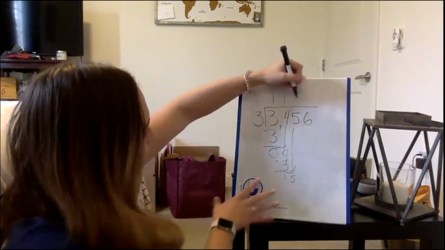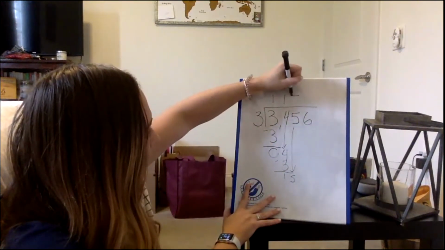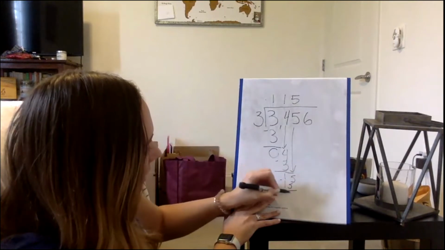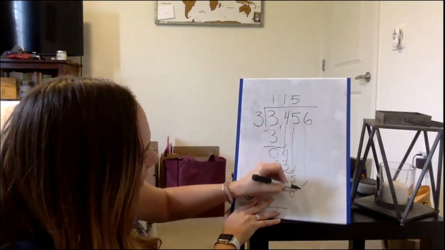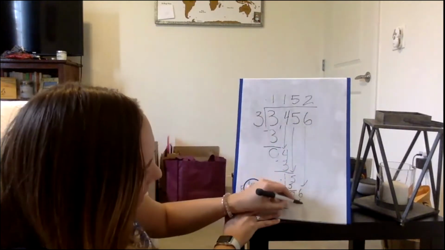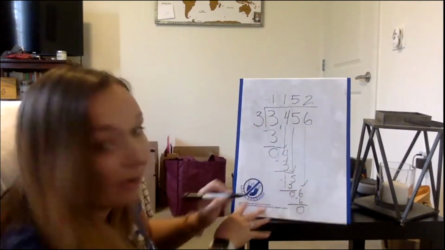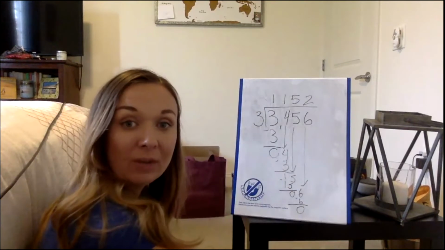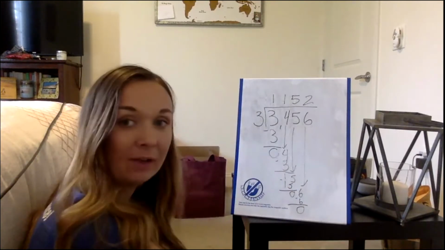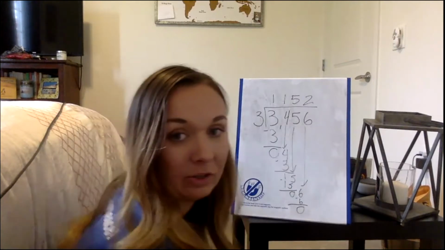3 goes into 15. 5 times 3 is 15. And bring down the 6. 3 goes into 6 2 times, and 2 times 3 is 6. There's nothing left to bring down and nothing left over, so I do not have a remainder. So give yourself a check if you had 1,152 as your answer for number 2.